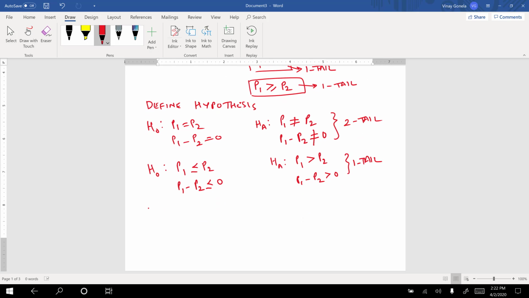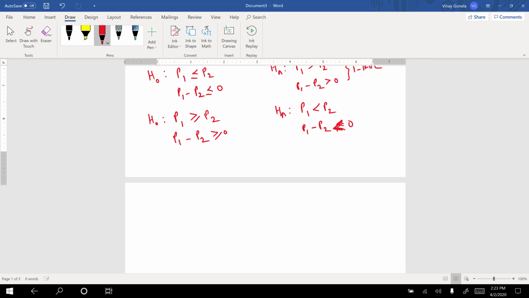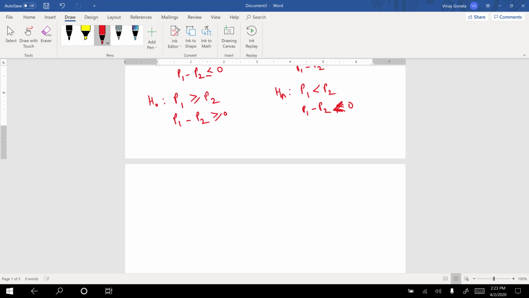So the next thing is H null: P1 greater than or equal to P2. This is another situation that can happen. So this means P1 minus P2 greater than or equal to 0, and then the alternative would be P1 less than P2, which is P1 minus P2 less than 0. So this would be our hypothesis.